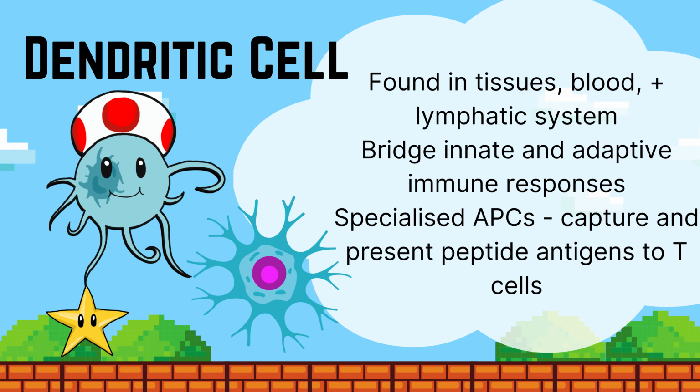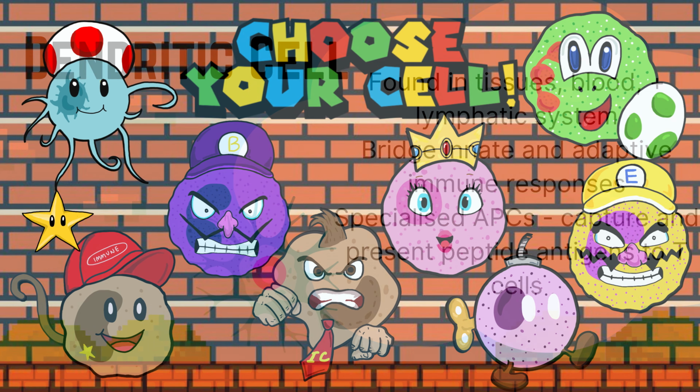Think of it like Toad giving star power to another Mario character. Star power is similar to an antigen or peptide. Before star power, the character has low power, but afterwards they are activated to be able to attack enemies so much more efficiently.